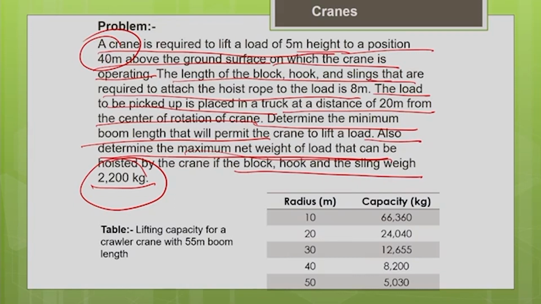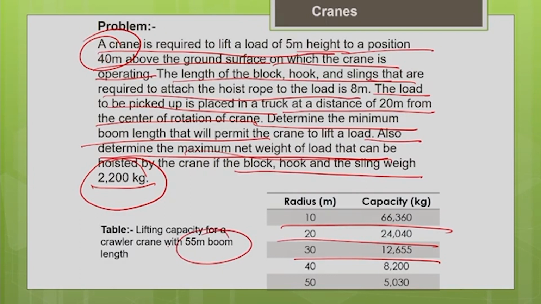You can get the information from the load charts provided by the manufacturer. The load charts are available for different boom lengths of the crane. Say these values are taken for the particular boom length of say 55 meter. You can refer to any equipment handbook to get the different load charts for the particular crane model.